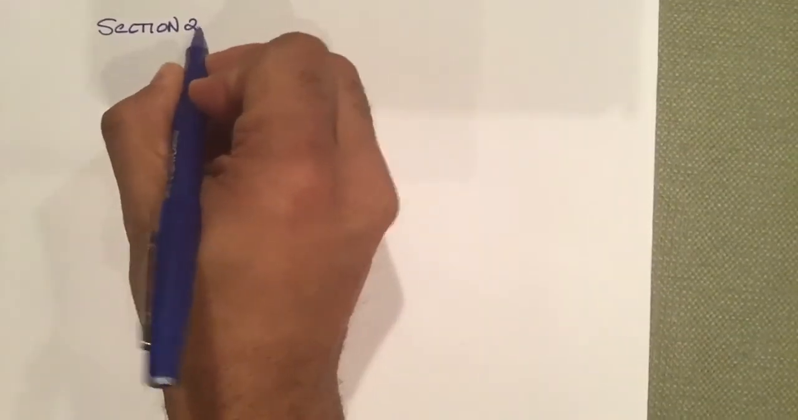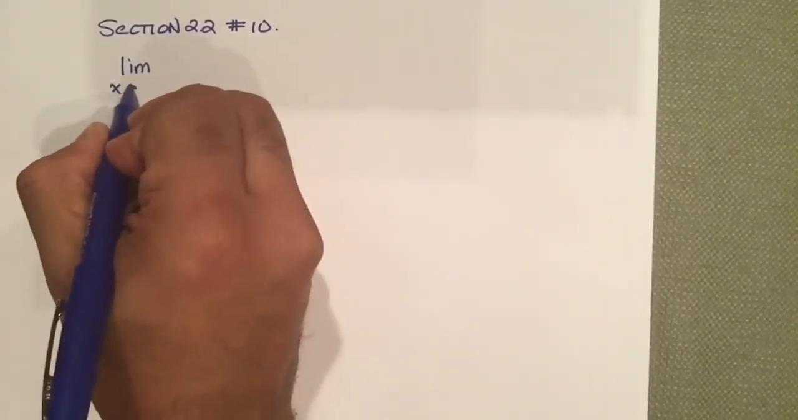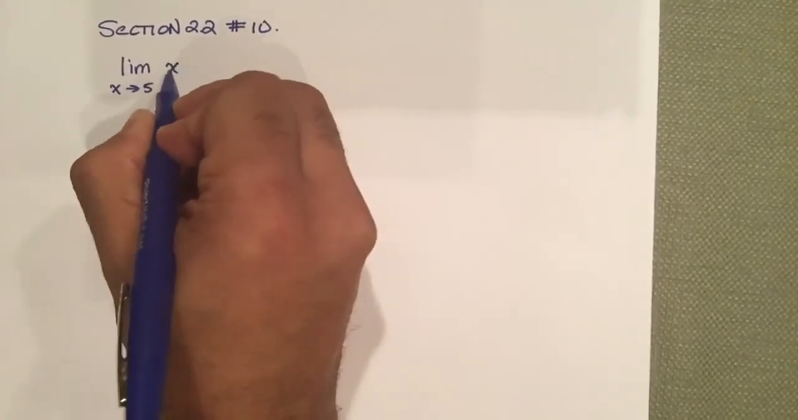Hello, I just wanted to create a short video because there are a lot of students having trouble with the problem from section 2.2, number 10. This problem states that we have a limit as x approaches 5 of x squared plus 4, and they want you to evaluate that limit and also use the epsilon delta definition to prove that the limit exists.